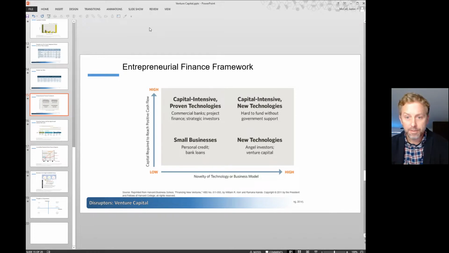All right. So capital intensive improvement. Okay, so entrepreneurial finance framework. What we're saying here is the amount of capital that's required versus how crazy cool new the idea is. Now, you could have something that's not really crazy cool. It's not super novel, it's not super new, but it could cost a lot of money. Take a pause for a second and just think, what kind of example would that be?